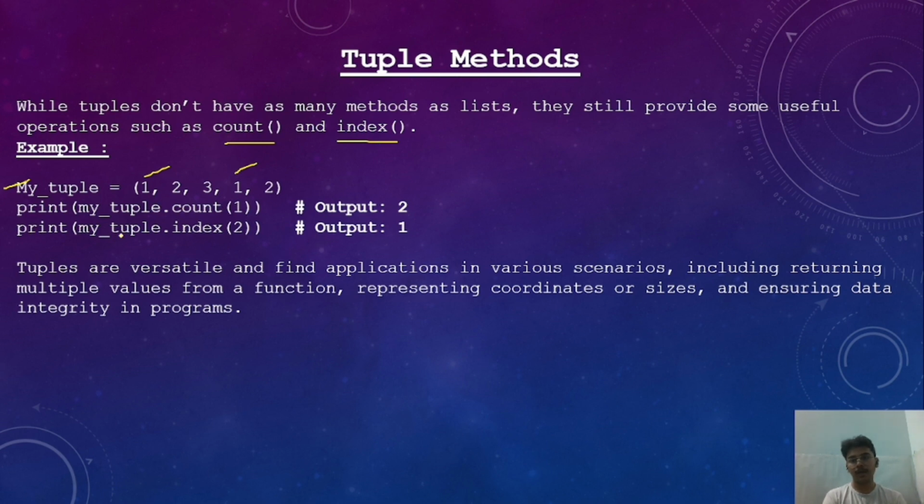And print my_tuple.index(2). It prints the index value of 2, that is 0, 1, and this is the index value. Tuples are versatile and find applications in various scenarios, including returning multiple values from a function, representing coordinates or size, and ensuring data integrity in the program.